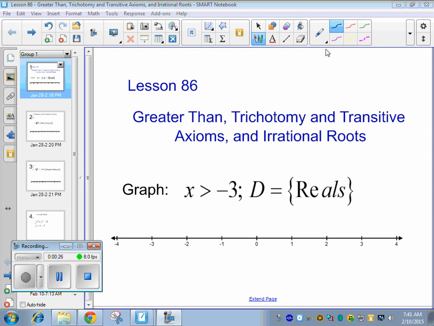So for x is greater than -3, do you guys remember this symbol meaning open or closed circle? Good. You remember. So we've got an open circle. If there's a line underneath, closed circle, right? All right, so open circle on -3. Greater than -3 means shade to the right. So we're going to go this way. Make sure you have an arrow on it.